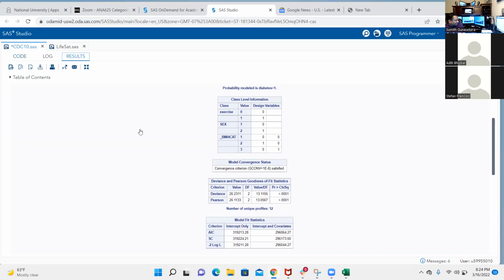Can you get this one by hand calculation? Yes. How? You go to the minus 296, that one. Get the difference between those two, no? It's the intercept and covariate, right? Yeah, okay.